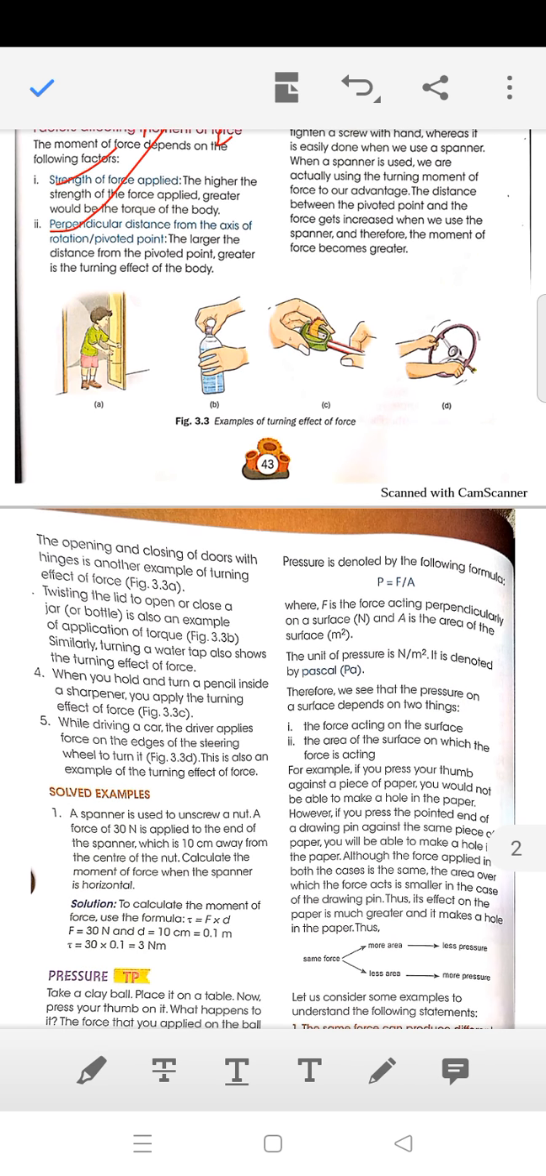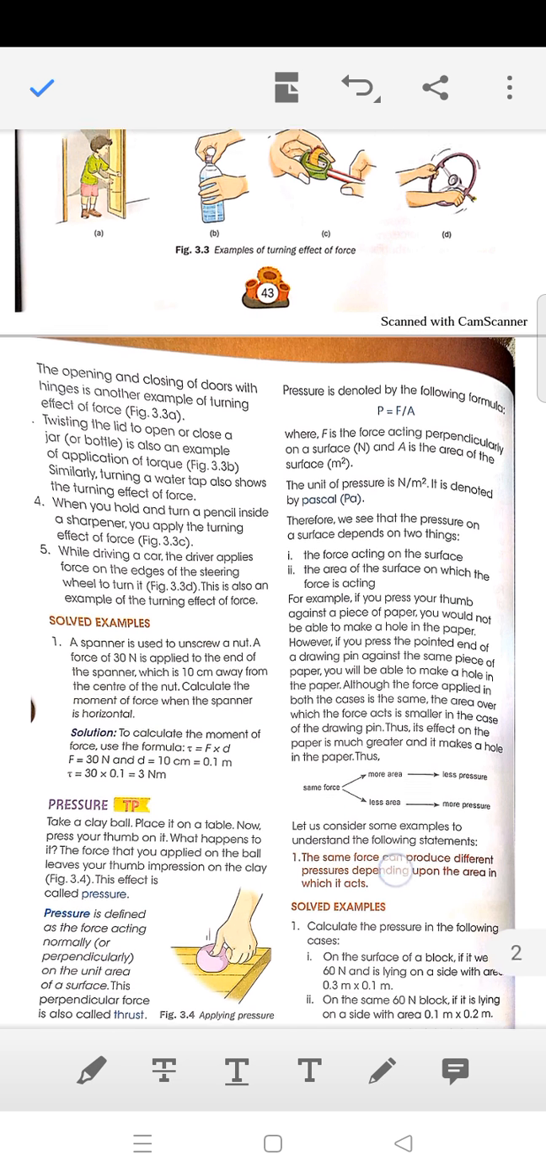Now there are some other common examples. Okay? You can do one thing. If you have a new pencil and you want to sharpen it, if you try to hold the pencil near the sharpener, you will see you have to apply more force to rotate it, rather than if you hold the pencil at the end, then you have to apply less force. Okay. So while driving a car, the same thing happens here also.